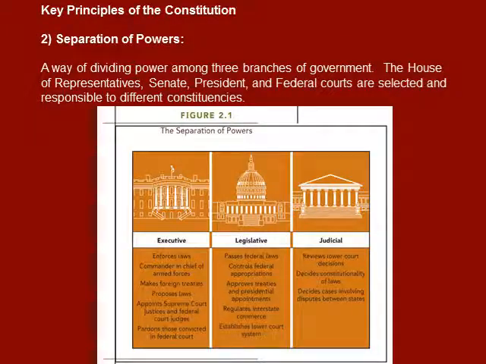The separation of powers is really the second key concept. So one, you have a separation of powers between state and federal government, but within the federal government you have separate powers between three branches: the executive branch, the legislative branch, and the judicial branch. So that is a second key principle of the Constitution, and really is foundational to how our government operates.